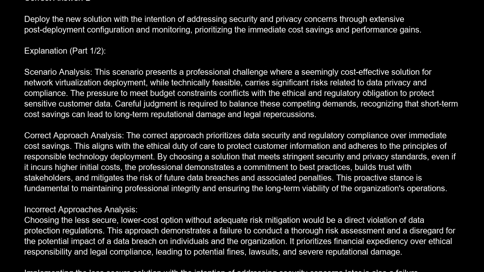The correct answer is B. Deploy the new solution with the intention of addressing security and privacy concerns through extensive post-deployment configuration and monitoring, prioritizing the immediate cost savings and performance gains.